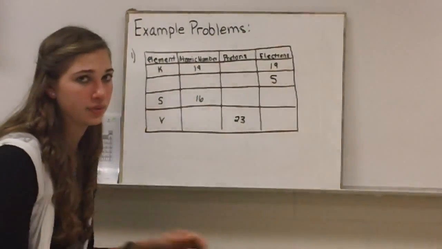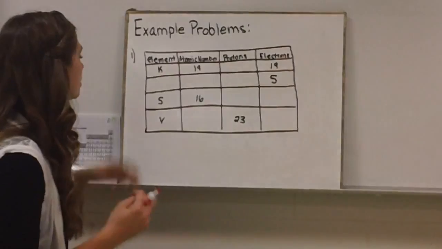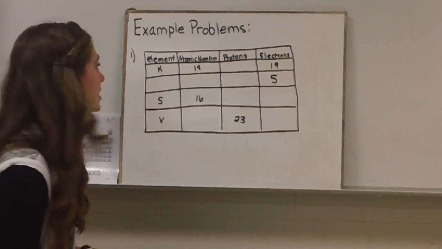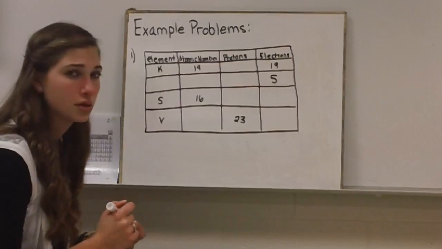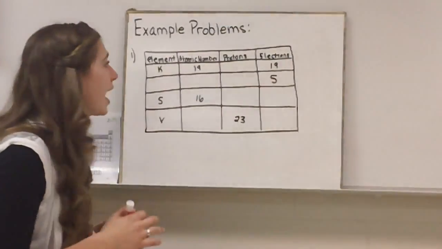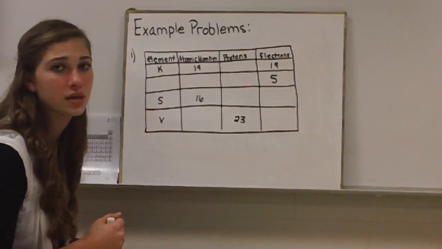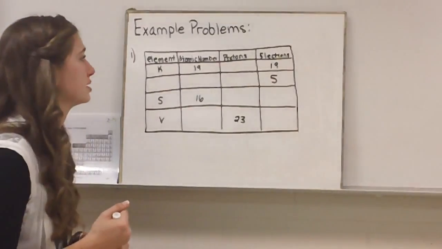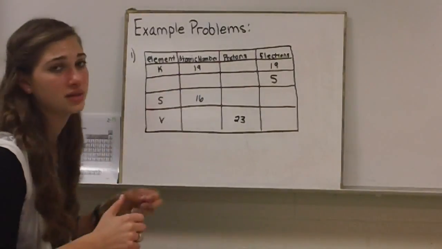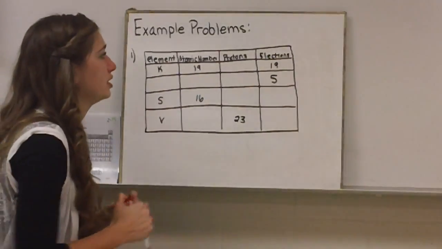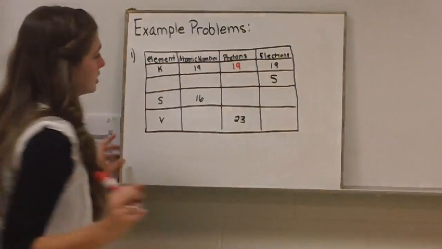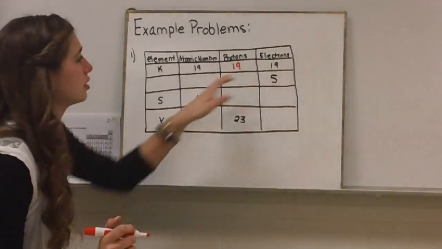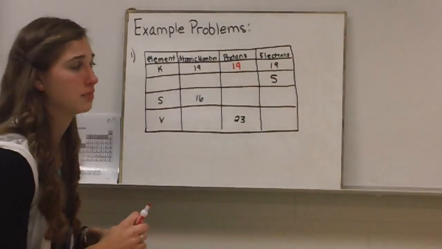So let's try some example problems. Here we have K, which is potassium, and it tells us that the atomic number is 19. If you can think back, the atomic number told us the amount of protons that were present. So if the atomic number is 19, that means that we have 19 protons. And since potassium is neutral here, that means that our electrons are the same number as well.